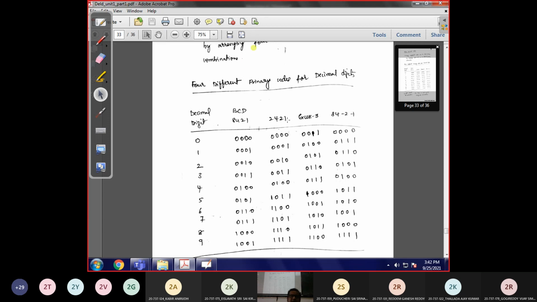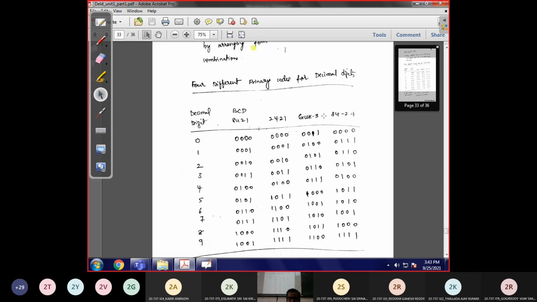But the problem here is that 4 can be represented in 2 ways. I can use the third one here to represent 4, or I can use 1010 or 1011 also to represent 4. So whenever you are using 2421, the number 4 has 2 representations. Similarly, I can have a weighted code like 84 minus 2 minus 1 for representing numbers. So these are examples of weighted binary codes. Every digit has a corresponding weight, and based on that you can identify the value of the number.